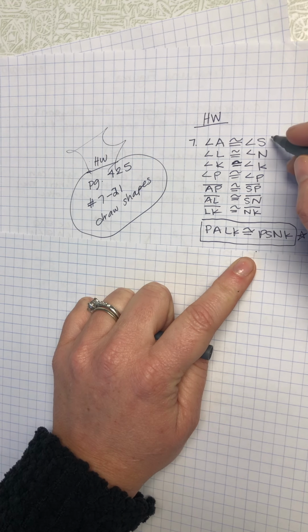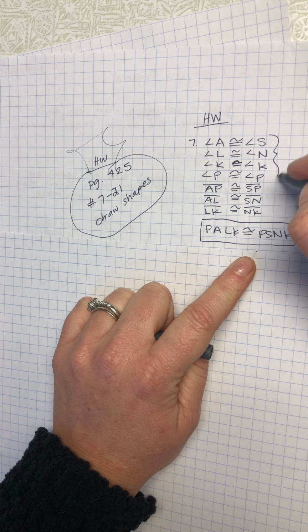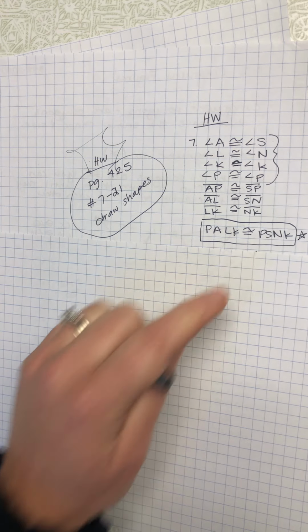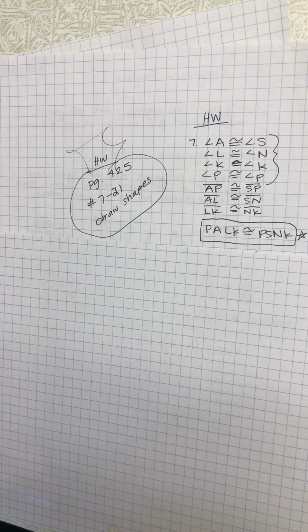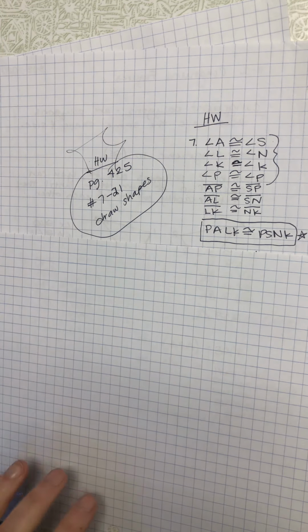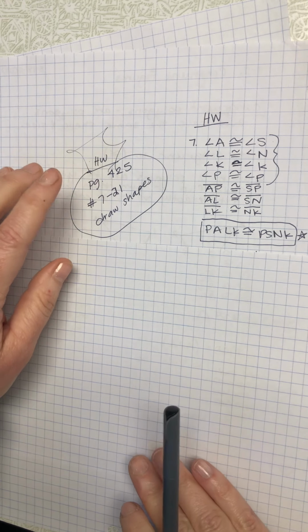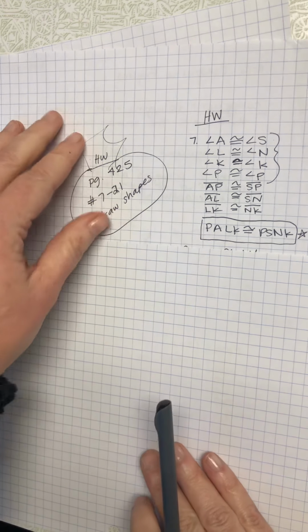You also should have had, let's say, 3 or 4 of these up here, congruent statements. So angle A is congruent to angle S, angle L is congruent to angle N, angle K is congruent to angle K, same with P. P is congruent to P. And then the sides. Side AP is congruent to side SP, and they continue. So any 4 of those will help you to prove the final statement.